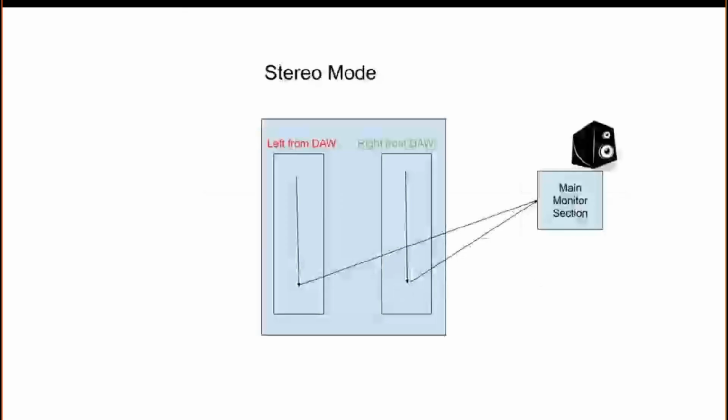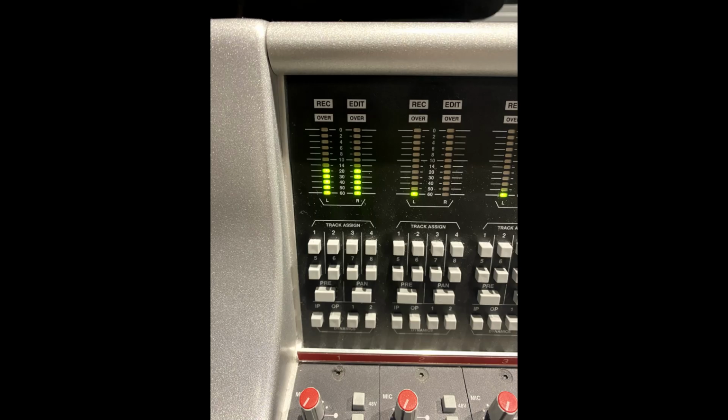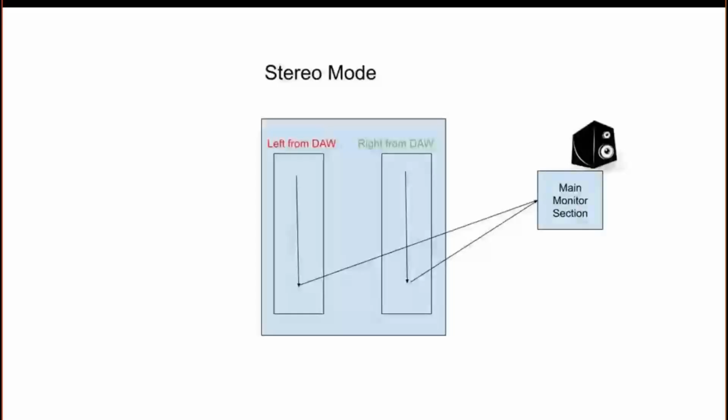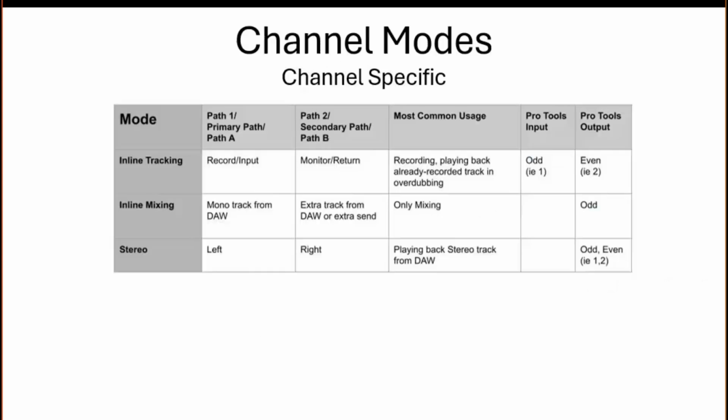The stereo mode is the mode where the left and right visual for the primary and secondary paths makes more sense because you hear what's on the left primary path on the left monitor speaker and the right secondary path in the right monitor speaker. When you're starting out, you'll want to use stereo mode only for playing back already recorded content from Pro Tools. In stereo mode, you will send the output of the stereo track to an odd even pair, like 1, 2, or 3, 4.